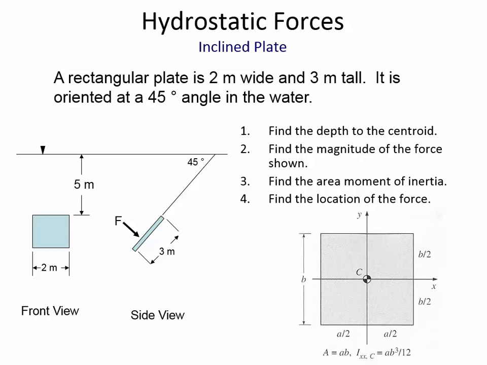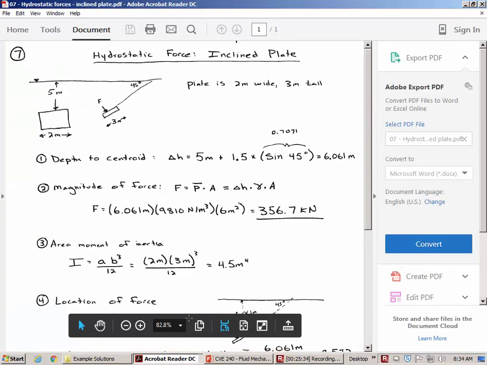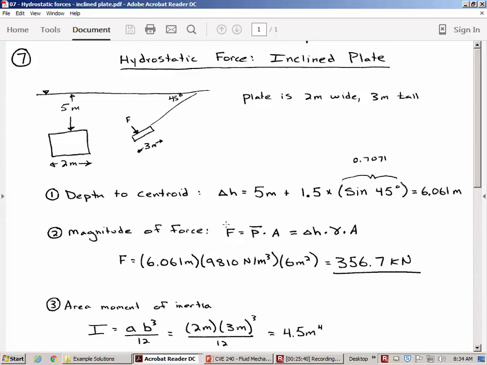All right, so let's take a look at how we handle that one. All right, so I've got a really poor drawing here, but it's a drawing nonetheless. So our depth of the centroid is the 5 meters, which is the vertical distance that's given, plus 1.5 times the sine of 45 degrees. So that tells me the vertical component of that 1.5 meters. And so the sine of 45 is 0.7071. So if we add those two pieces together, then it's 6.061 meters. And that's the vertical distance from the water surface down to the centroid.